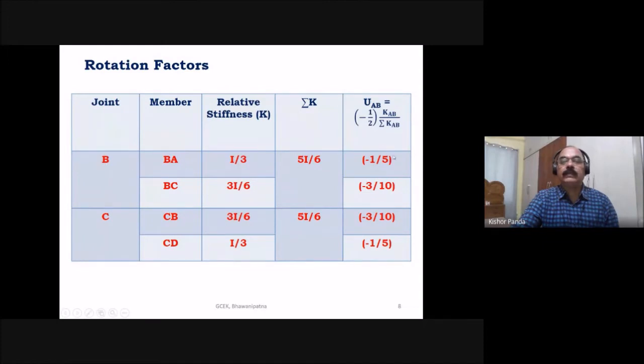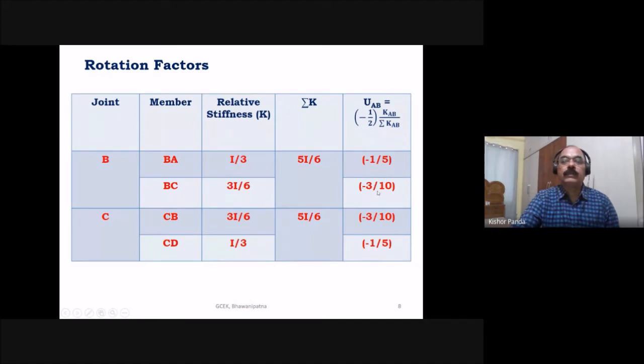So here you see UBA. UBA is equal to minus half into I by 3 divided by 5I by 6. So it is equal to minus 1 by 5. Similarly, UBC is equal to minus half KBC divided by KB. KBC is 3I by 6 and KB is 5I by 6. So UBC is equal to minus half into 3I by 6 divided by 5I by 6. This is equal to minus 3 by 10.